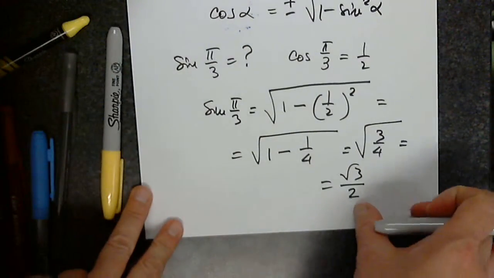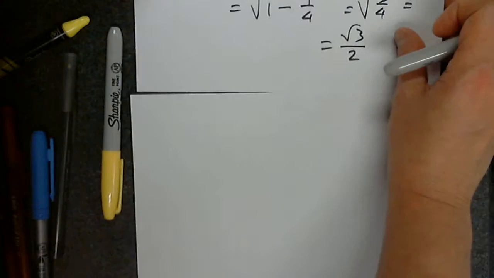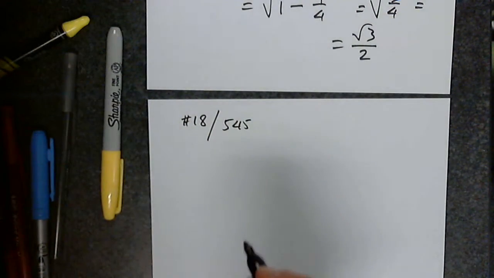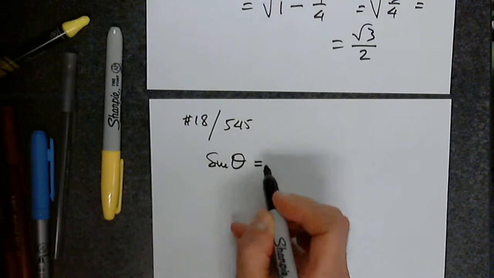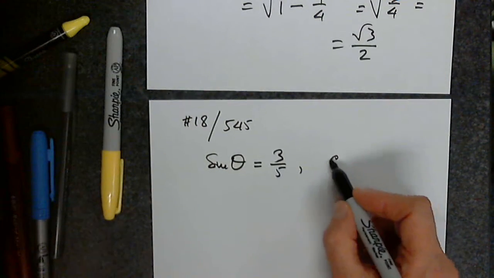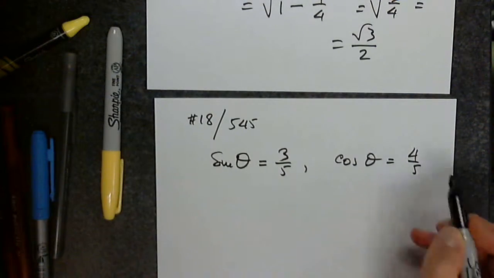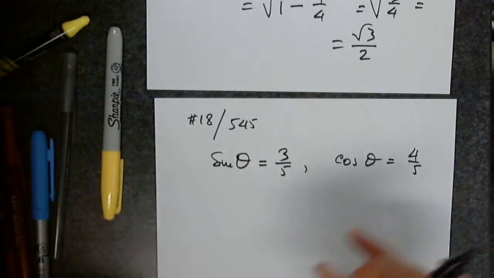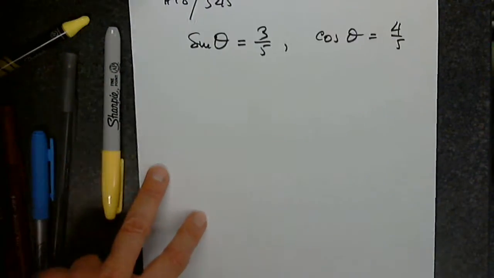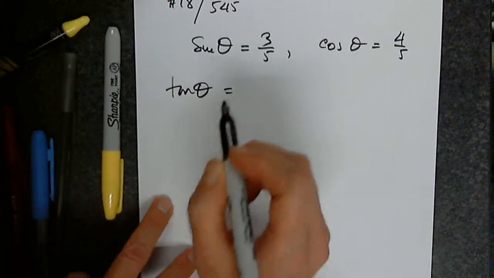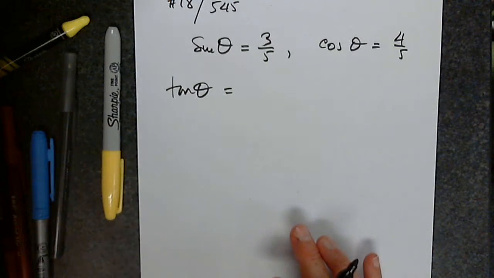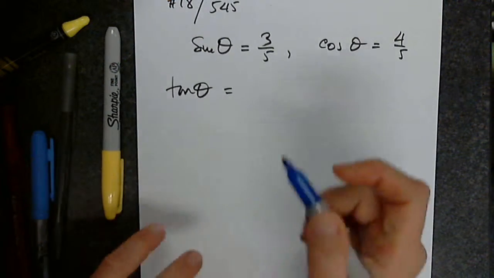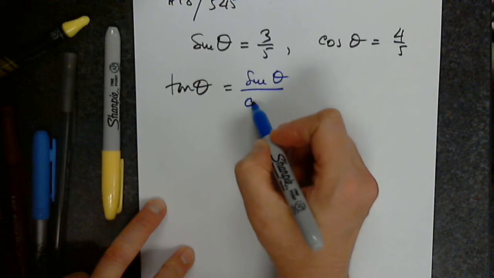Okay, in problem 18, and then I'll stop. Last problem. Problem 18, on page 545, we are given sine theta equals 3 over 5, and cosine theta equals 4 over 5. They want us to determine the other 4 trig functions. One trig function is tangent theta. What does this equal? Tangent theta is sine over cosine. Let's write it: sine theta over cosine theta.